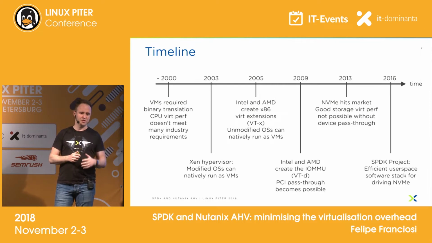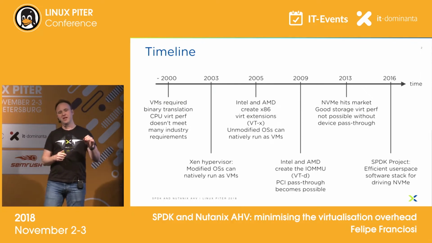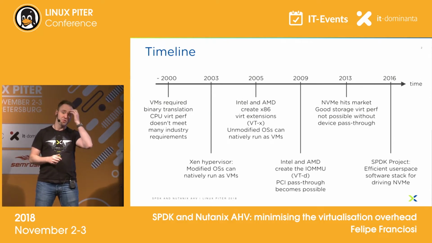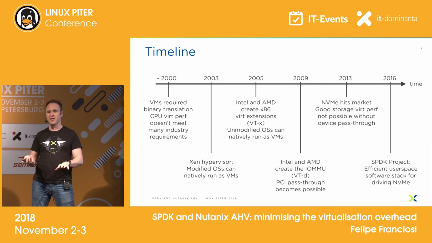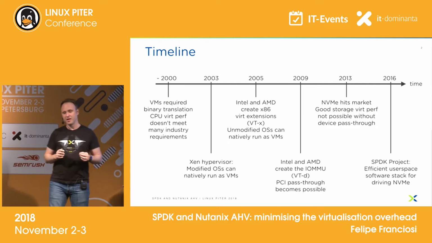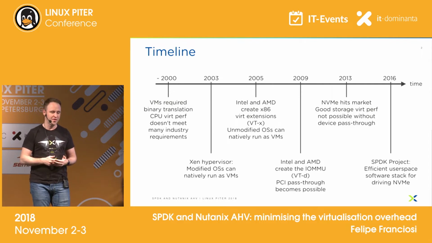And around 2003, at the University of Cambridge in the UK, a group of students started the Xen project. What they did was basically modify operating systems so that they could run natively on the CPUs without binary translation. And that showed that virtual machines could really run decoupled from hardware. You could have things like live migration, etc. And it just worked. It was amazing. But you had to modify the OSs, so running other workloads like Windows was a bit harder.